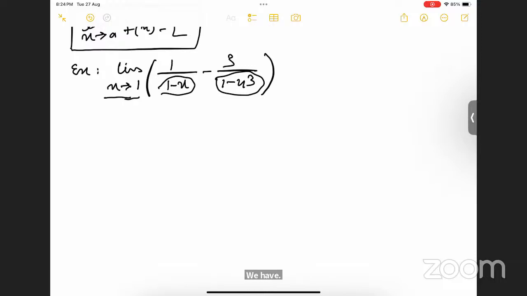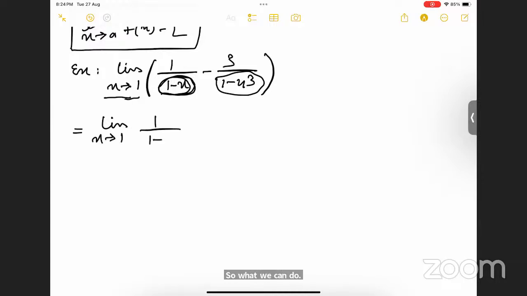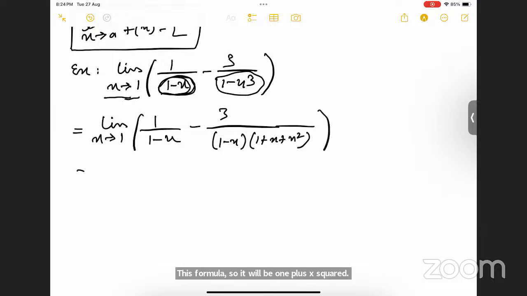And we can arrange the terms in such a way that we can remove the term 1 minus x, right? This is our aim, to remove the term 1 minus x. So what we can do, we can simply take 1 minus x and we have the a cube minus b cube formula, right? We break this formula, so it will be 1 plus x squared, right? So we can take 1 minus x as common.